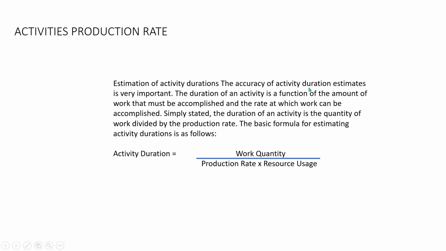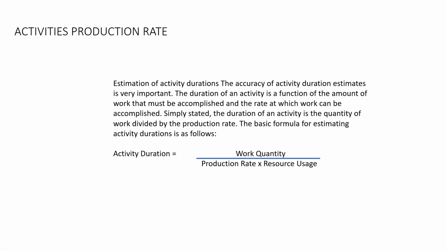The accuracy of activity duration estimates is very important. The duration of an activity is a function of the amount of work that must be accomplished and the rate at which work can be accomplished. Simply stated, the duration of an activity is the quantity of work divided by the production rate. The basic formula for estimating activity duration is as follows: work quantity divided by production rate into resource usage. Okay, this is the formula to calculate the activity duration.